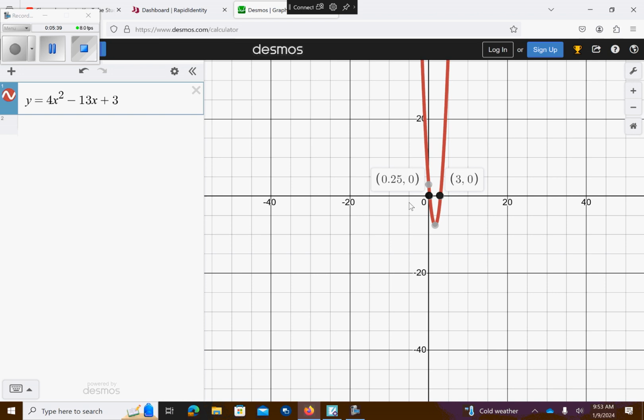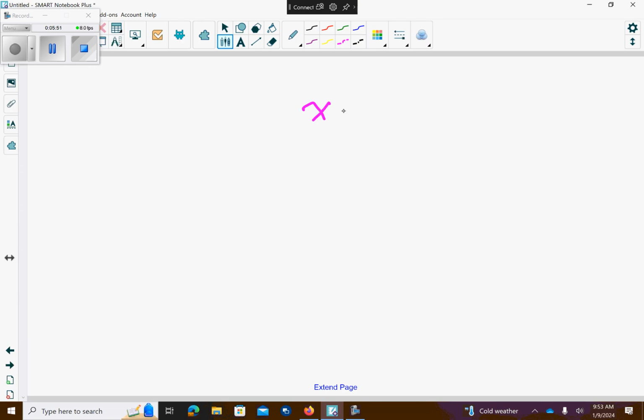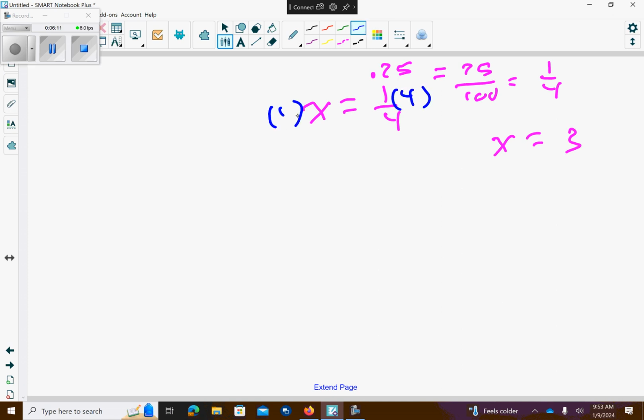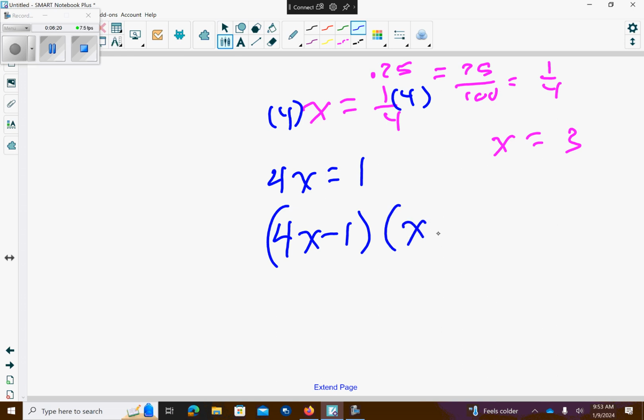0.25 is the same as what fraction? 1/4. Feel okay? And then 3. So we have x equals 1/4, and x equals 3. Agree? All right. Does everyone understand how we get 1/4? It originally says 0.25, which basically means you go 25 over 100, which reduces to 1/4. And what was the other one? 3. Okay. And x equals 3. So let's reverse engineer this. Multiply both sides by 4. You still following my adventure? So I get 4x is equal to 1. Subtract 1. 4x minus 1 is 1 factor. Subtract 3. x minus 3. We just factored it.